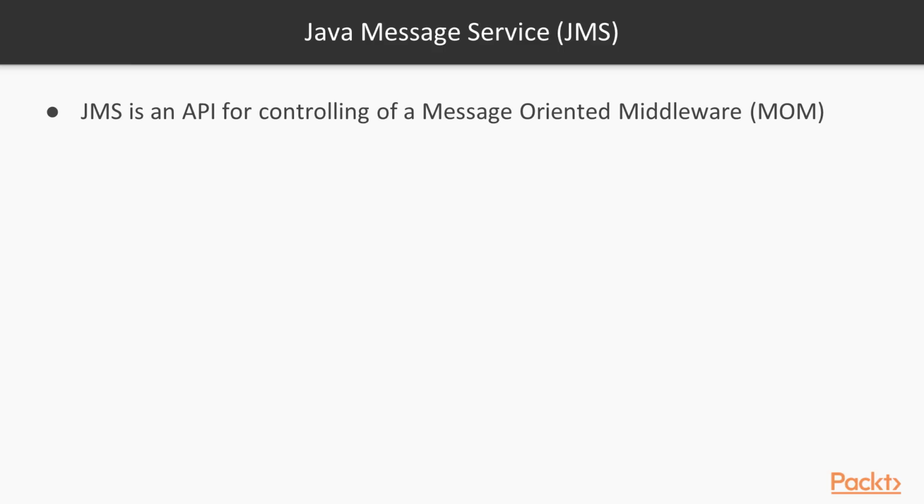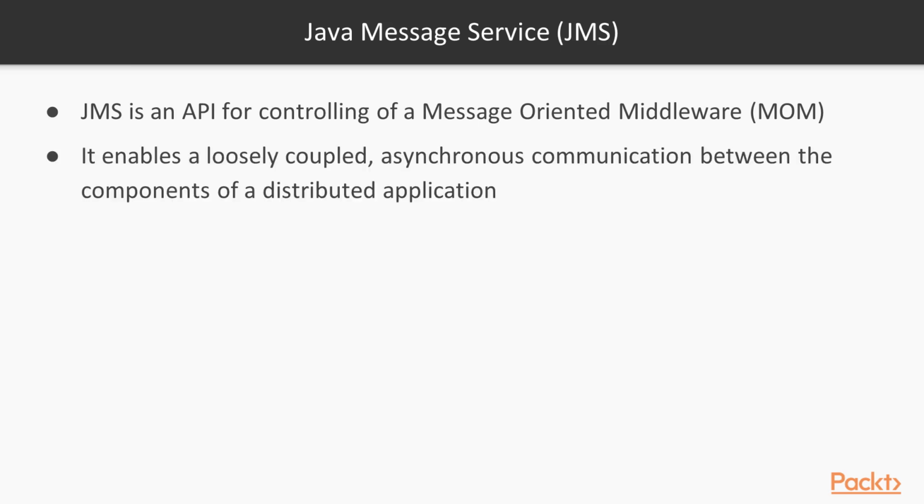The Java Message Service is an API that controls the message-oriented middleware. It is an implementation to handle the producer-consumer problem. JMS is a part of the Java platform. It enables a loosely coupled asynchronous communication between the components of a distributed application.